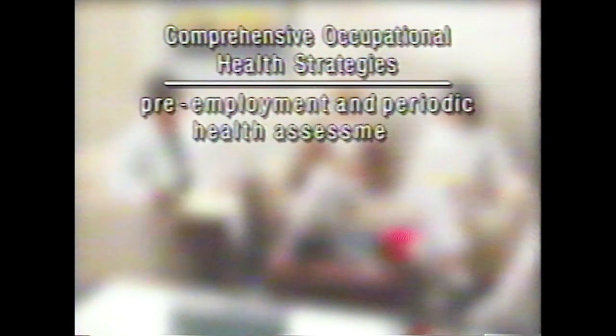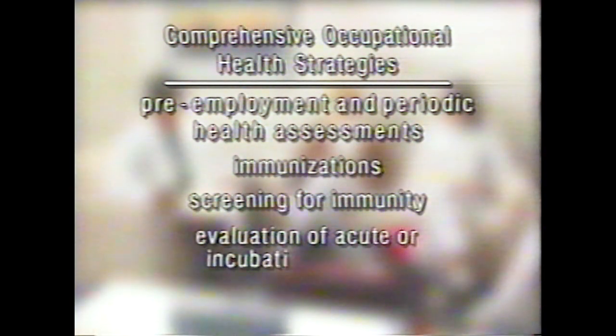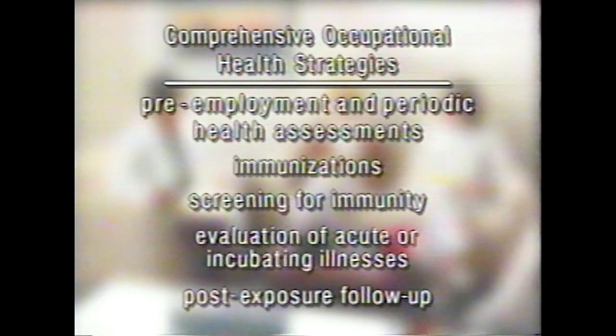Comprehensive occupational health strategies include routinely performing pre-employment and periodic health assessments, immunizations of staff and screening for immunity, evaluation of acute or incubating illnesses, and post-exposure follow-up for needle stick injuries and other types of occupational exposures. One thing I did discover was, while we've all been immunized against hepatitis B, we have been lax in finding out whether we are all immune to measles.